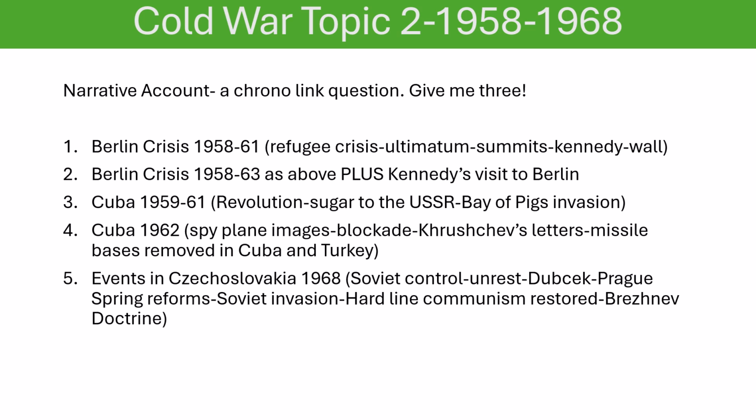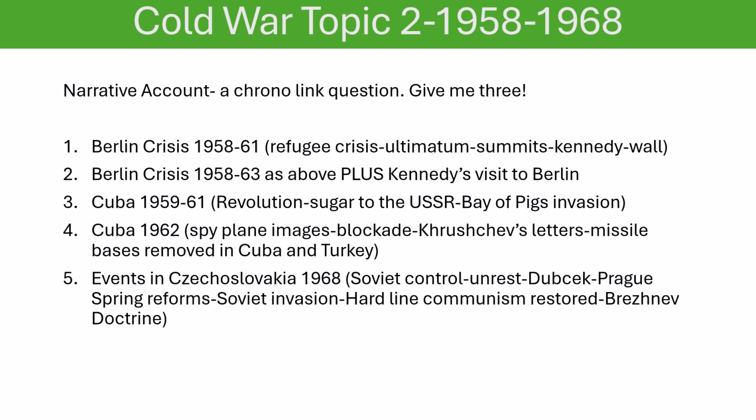So there we go, check the screen and see what you got and maybe what you were missing as well. The Berlin crisis, the way that we think about the Berlin crisis and the story of it is the acronym RUSK. So refugees, ultimatum, summits, Kennedy, and then actually a W for wall. If you're asked about the Berlin crisis as a narrative, they could give you 2 possible time periods. They could give you 58 to 61, so that's up to the actual building of the wall. They could also give you 58 to 63, and the only difference there is that actually Kennedy visited Berlin in 63 to show solidarity with the people there.